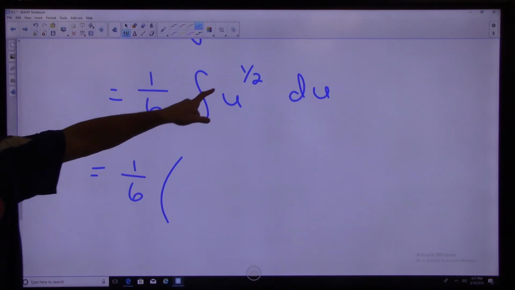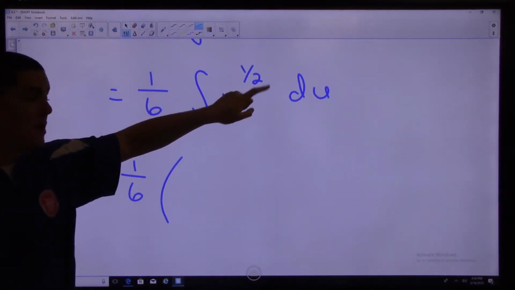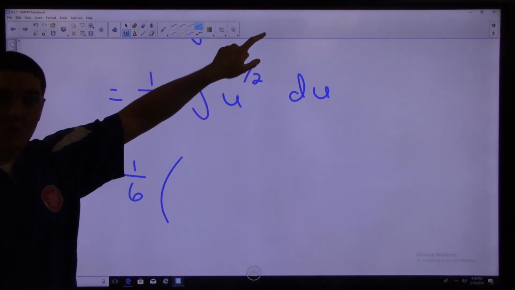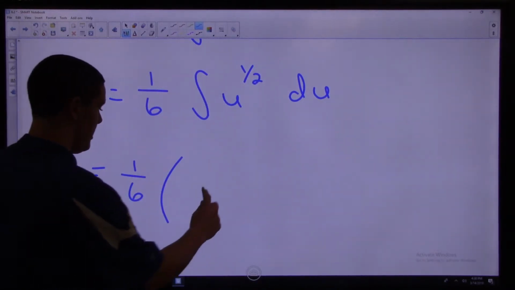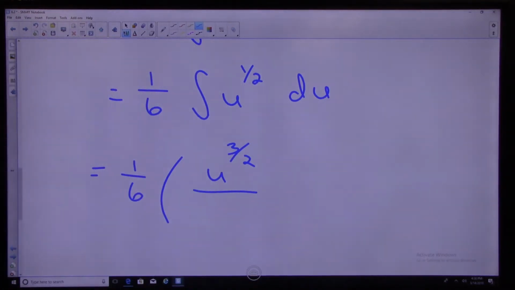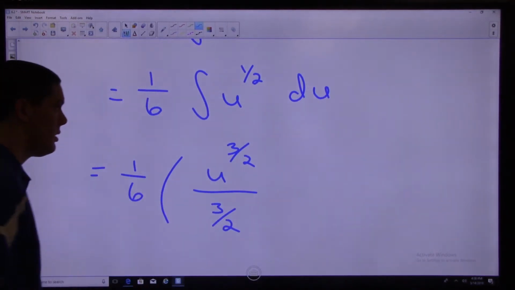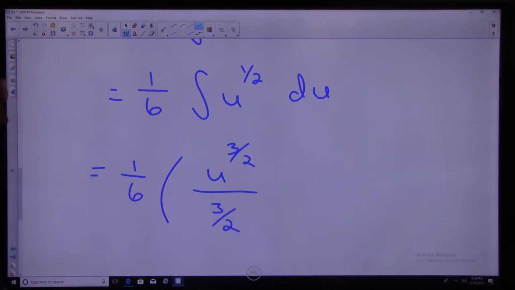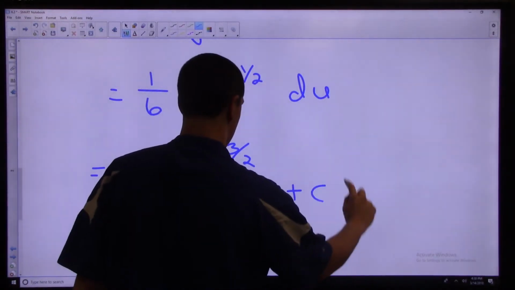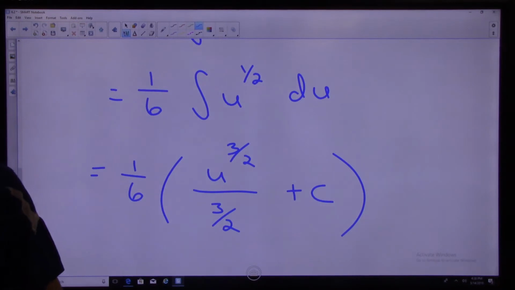Now think about this. When I add 1, that's the same thing as adding 2 over 2. So what's 1/2 plus 2 over 2? The answer is 3 over 2. And then we always divide by the new exponent. The new exponent is 3/2, so I need to divide by 3/2. And then the du goes away, we're just left with plus c, because we now have integrated with respect to u.